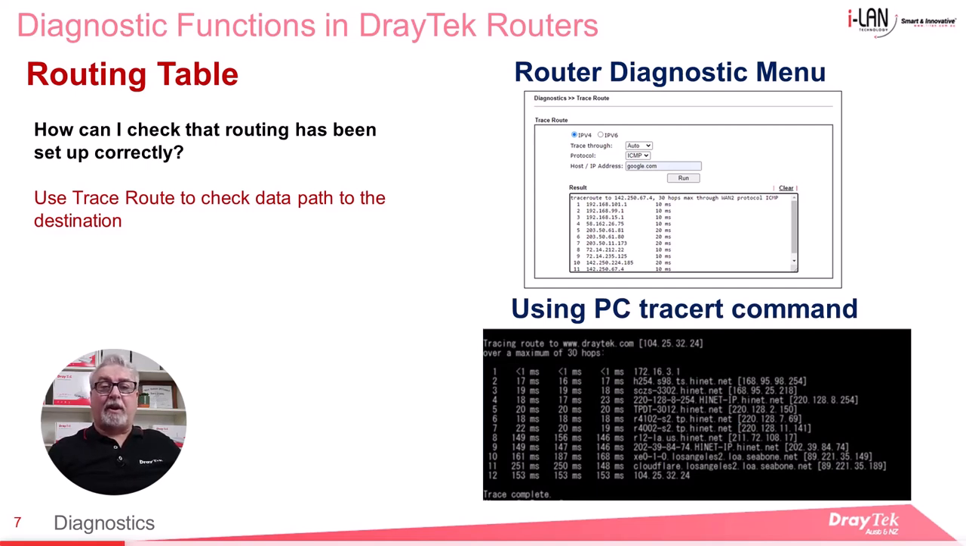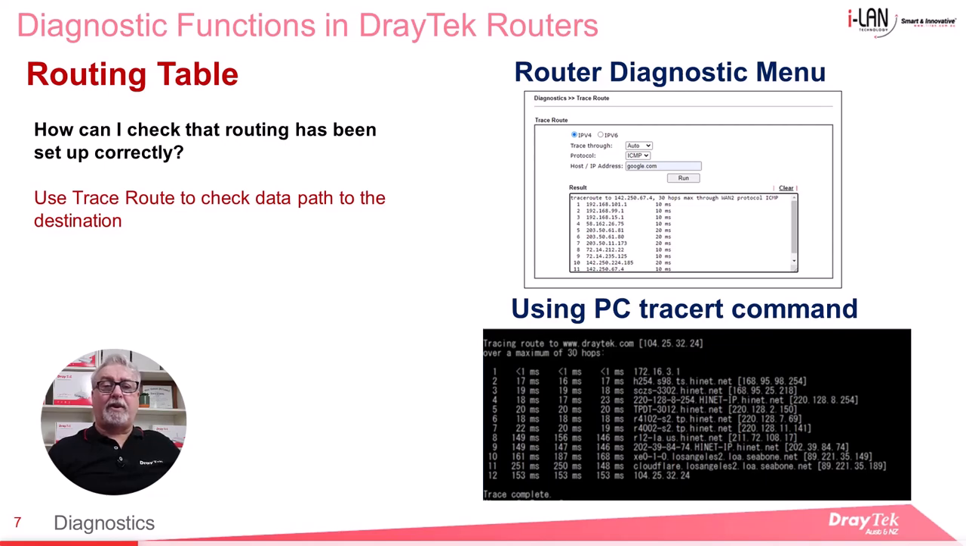In the example shown here, on the top right, we use the router GUI to perform a traceroute to google.com, and below it, we use the command prompt on a PC to draytek.com. Both show the hops on the internet to get to the destination, and both should reveal that the correct path has been configured in the router.